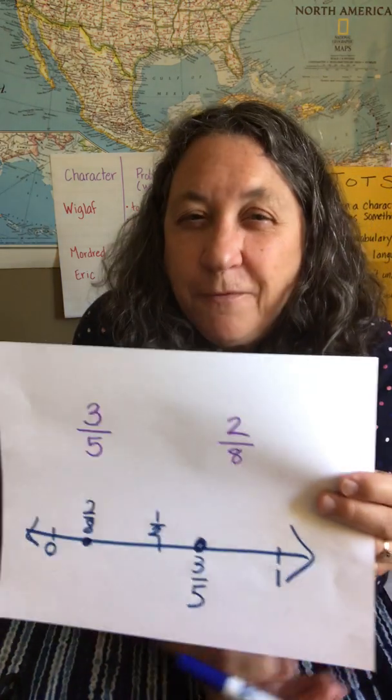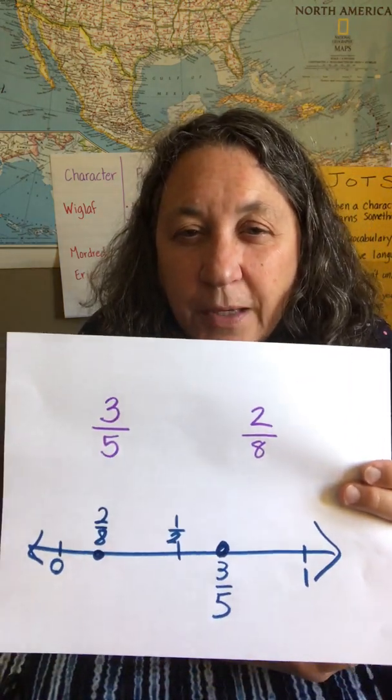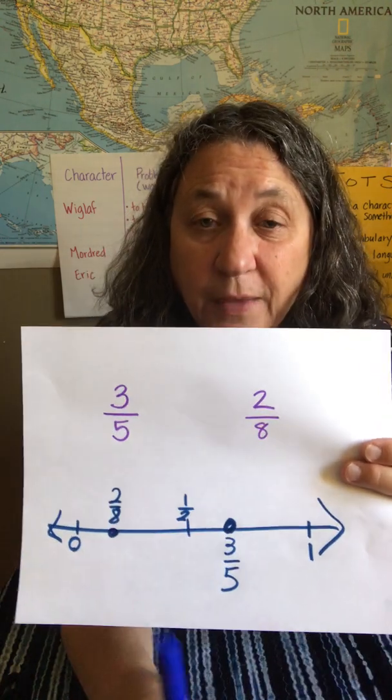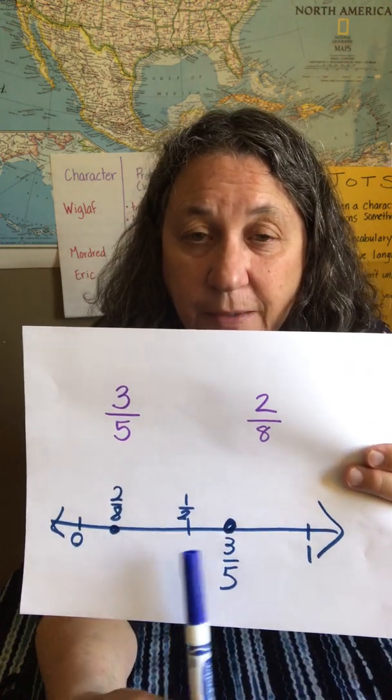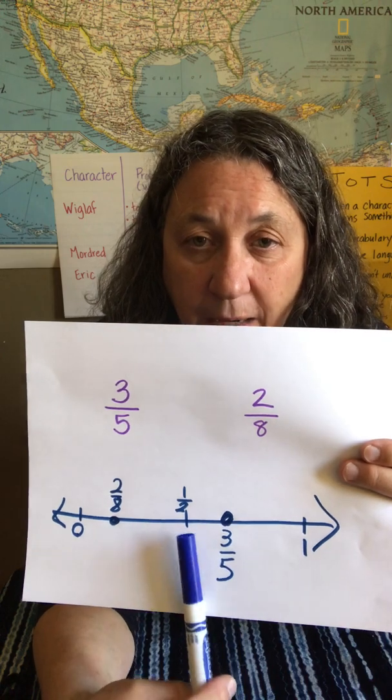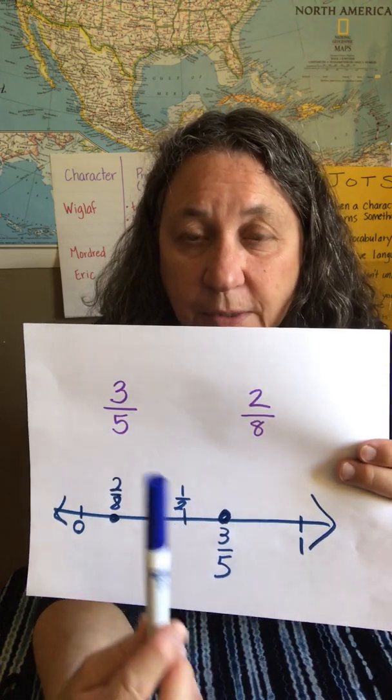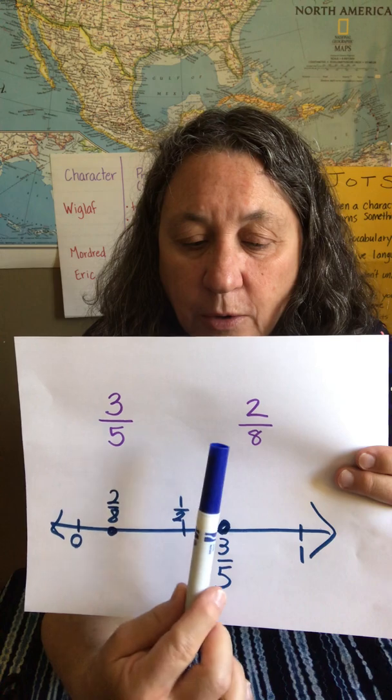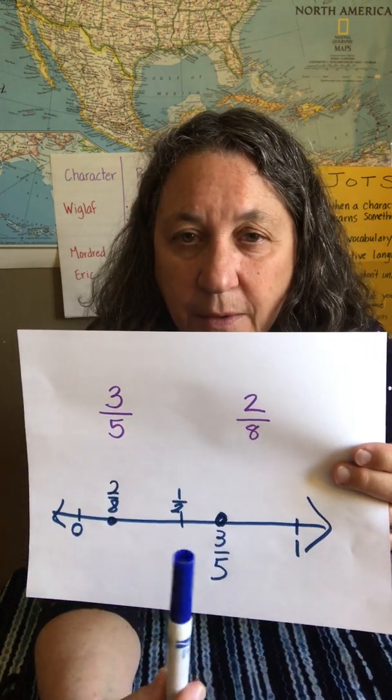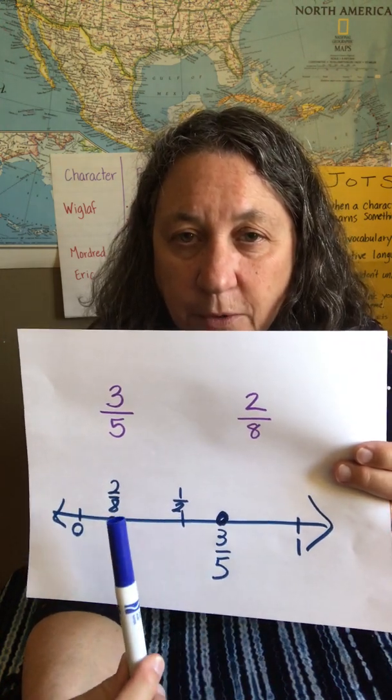Actually, if you had, say, $5, each person would get $2.50, right? So that would be a half of 5. So 3 is more than 2.5. So what would you say? Is 3/5 more or less than 2/8? 3/5 is more than 2/8.